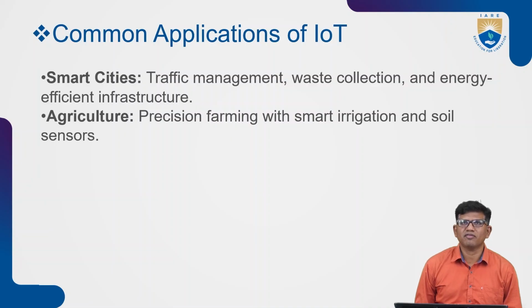Agriculture: precision farming with smart irrigation and soil sensors. By using these soil sensors, we can supply the water. Based on the soil, some will consume more water and some will consume less water. The soil sensors give proper data, and by using that, we can take the proper initiatives. This is the agriculture application.